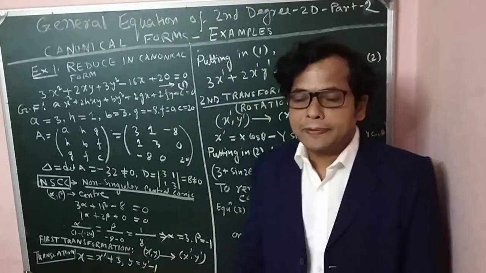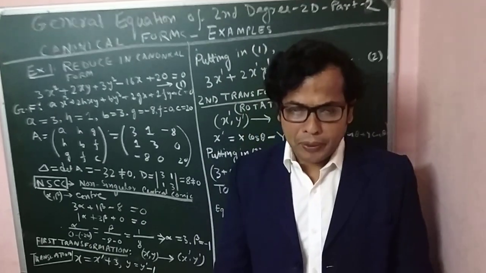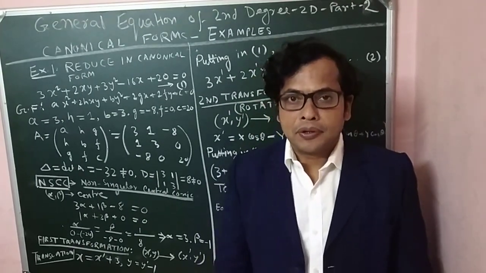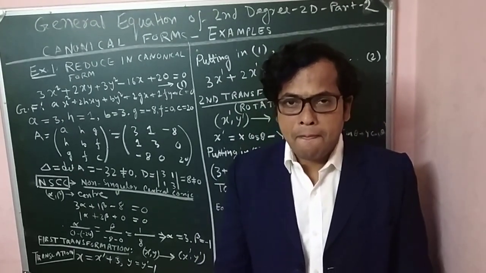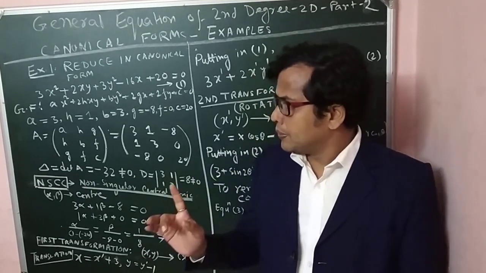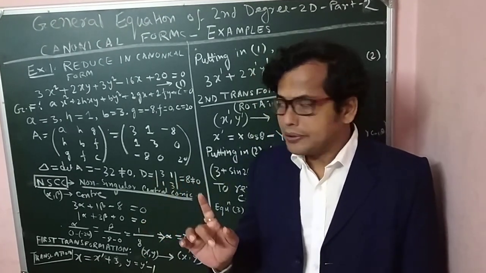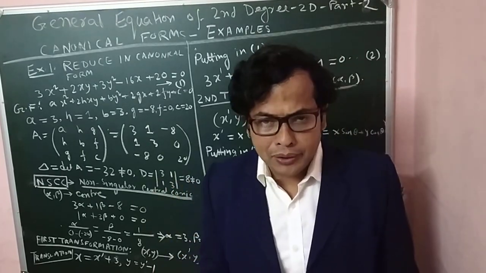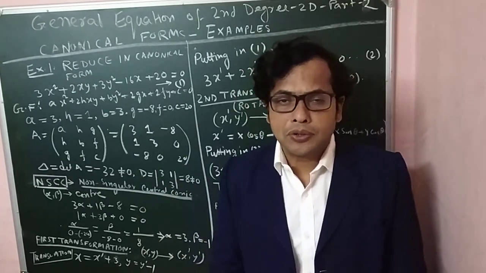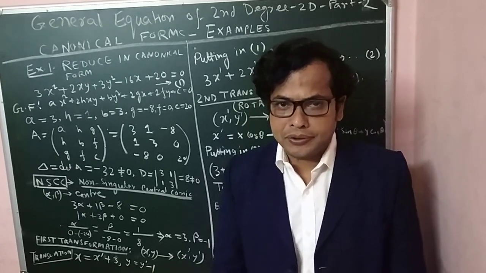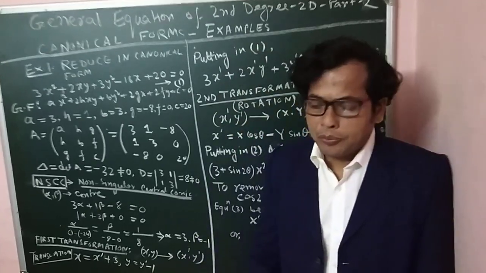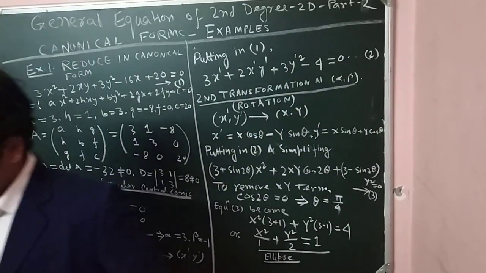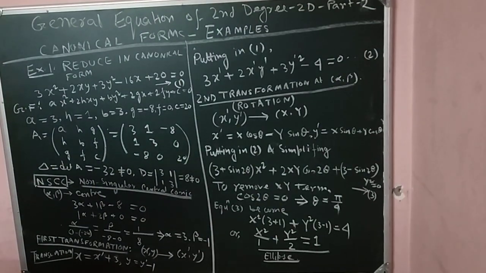We discuss today the general equation of second degree, part 2, the reduction to the canonical form. We try to give some examples under which the classification we made in video number 1, part 1 on this topic can be explained very easily. So I am going, just you see the solution.